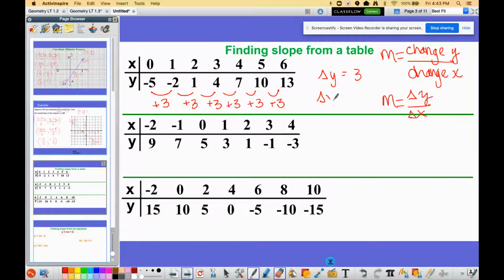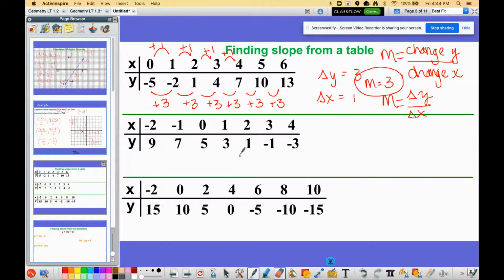Now we need to find our change in x. My change in x, so 0 to 1, I'm adding 1 each time. It looks consistent. So my change in x is 1. So my slope is 3 over 1, or 3. You should be writing these tables down and copying down the information as we go along.